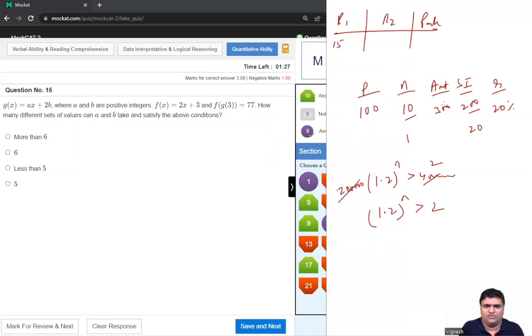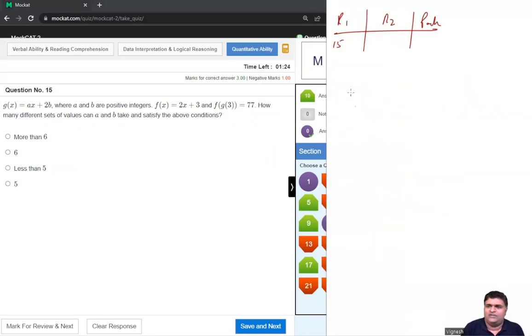You want to give this a shot? We thought of... G of x is very difficult, but let's try. What is to be done? G of 3. How much is G of 3? 3A plus 2B. Now this has to be put into f of... 3A, right?